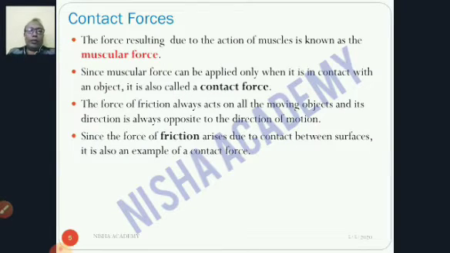Okay, a few more topics we had learned. Let us recall them again. That is contact forces. The force resulting from the action of muscles is called muscular force, because we need to be in touch with the object to apply the force on it. Similarly, the frictional force is also a contact force. So, contact forces are the forces in which we need to be in contact with the object.